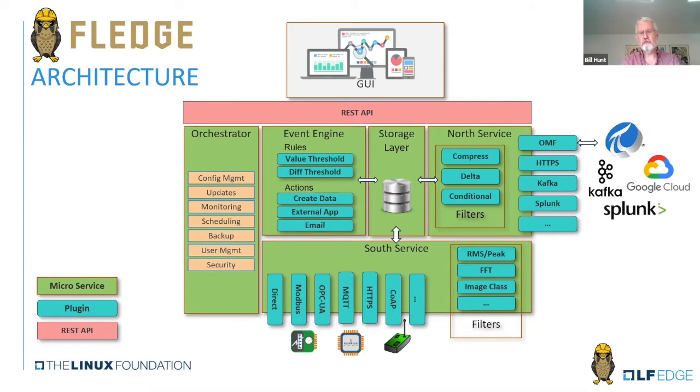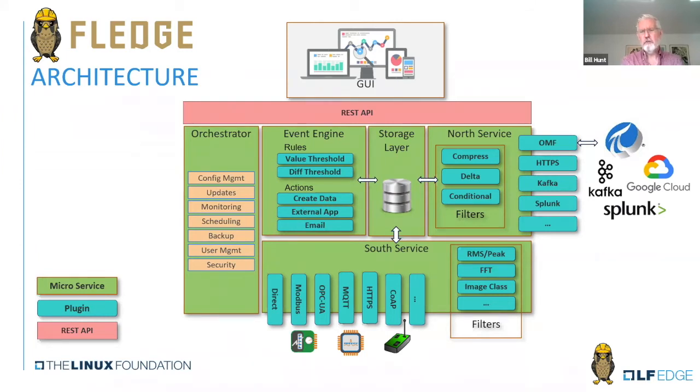So the way the data flows, it flows from the south service on the bottom. And there are various kinds of plugins there, such as directly connected sensors like temperature, humidity, pressure, current, all those kinds of things. But there also are a number of industrial protocols like OPC UA, Modbus, MQTT. If you're in the industrial space, these are very common protocols. So the data flows through the south service, through the storage layer where it's buffered, and then out the north service to its eventual destination, to Pi or Google Cloud or Kafka or Splunk or to another Fledge device.